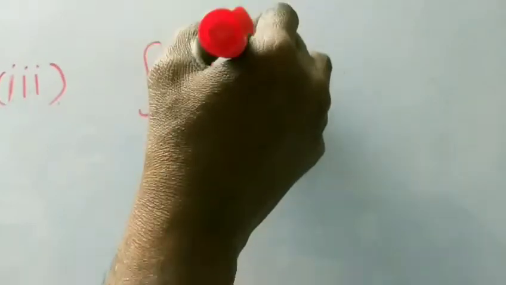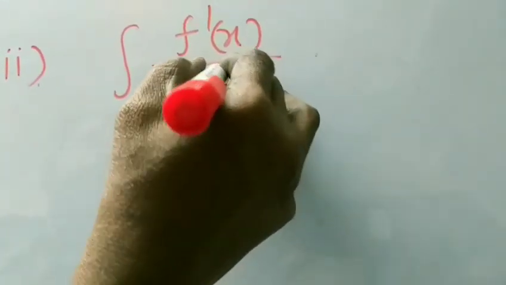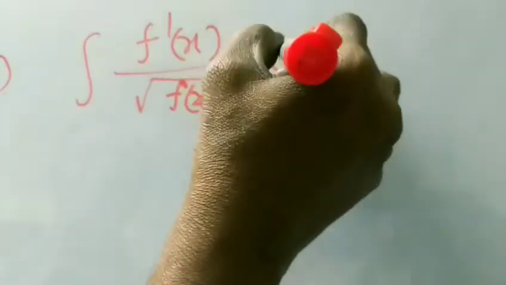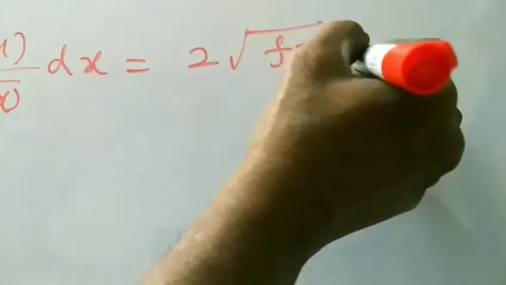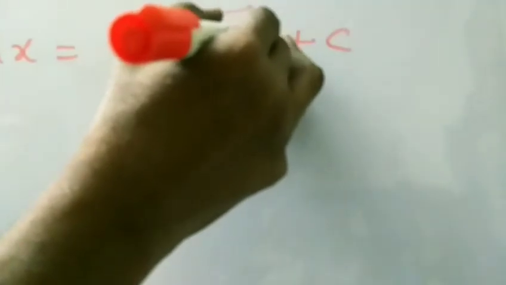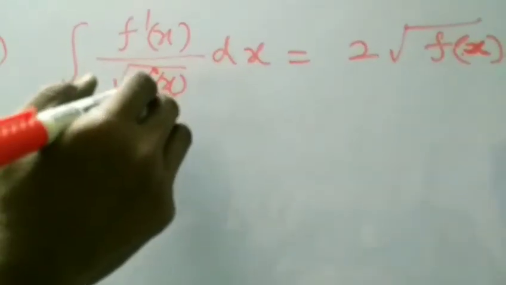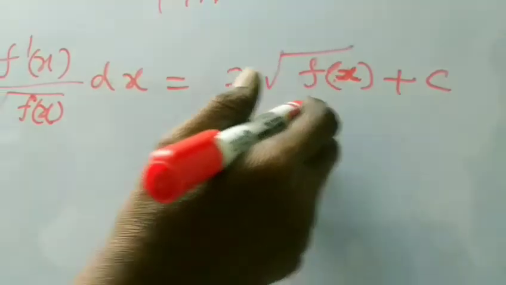Third one, integral of f dash of x by square root of f of x dx is equal to 2 into square root of f of x plus c. Now we have to prove this one also.